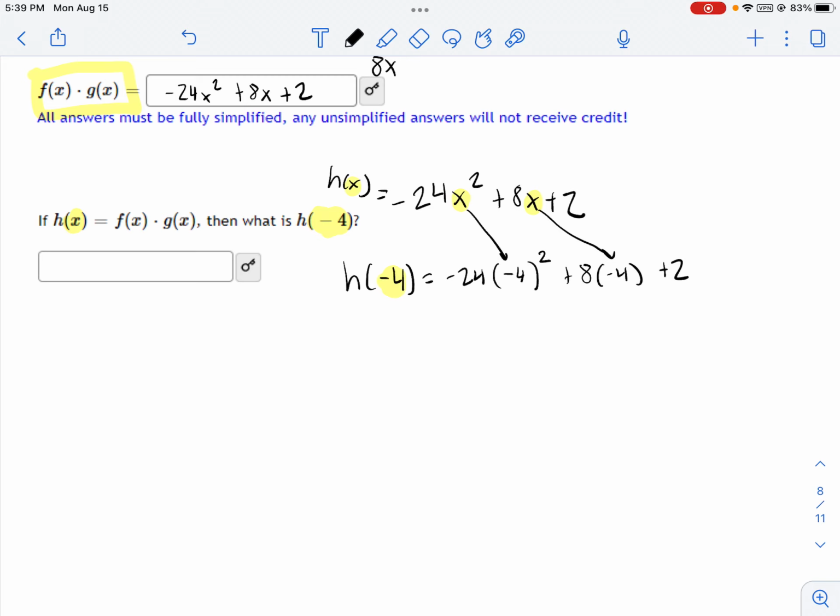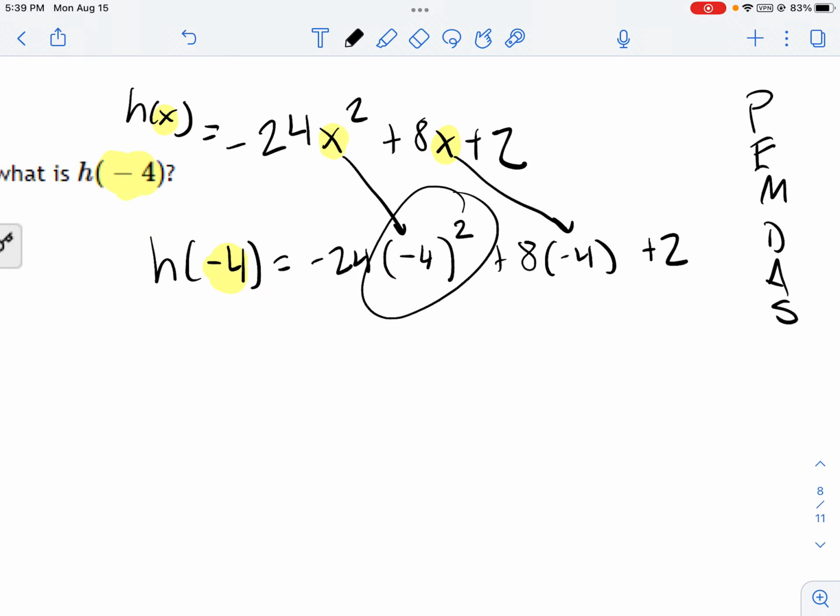Remember, order of operations. Alright? There's nothing to do inside of our parentheses, P, so we're good with that one. Now we move on to E, which is the exponent. So we have an exponent. We have a square. Do it before you do anything else. So negative 4 squared is 16. Okay? And then you are good to continue with the rest of the problem.